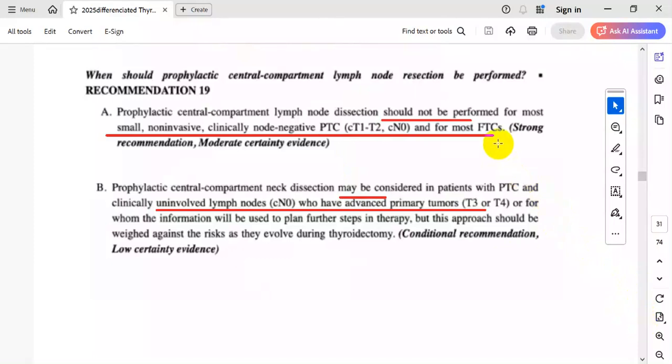in follicular thyroid cancers and also in BTC T1, T2, prophylactic central compartment lymph node resection should not be performed. It may only be considered in patients with BTC and clinically uninvolved lymph nodes who have advanced primary tumors T3 or T4, or for whom the information will be used to plan further steps in therapy, but this approach should be weighed against the risk as they evolve during thyroidectomy.